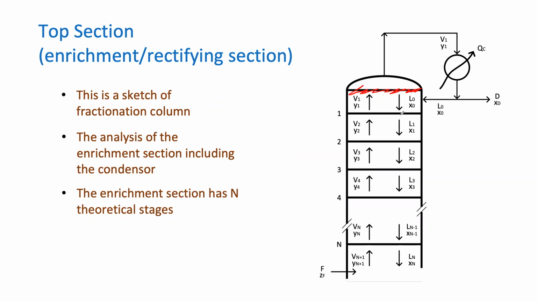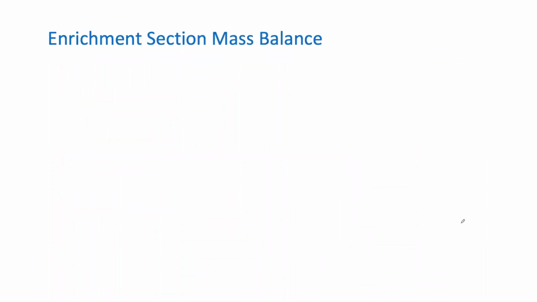Number 2, number 3, number 4. And this is N maybe, and this one is where the feed is. So this is the feed, so this is N plus 1. Okay, again there's something wrong here.